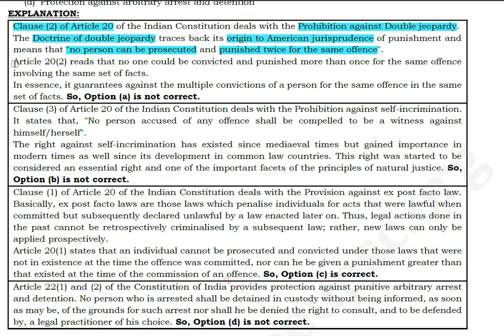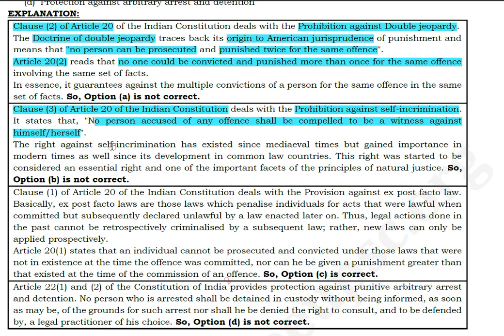Article 20 reads that no one could be convicted and punished more than once for the same offense involving the same set of facts. In a sense, it guarantees against the multiple conviction of a person for the same offense in the same set of facts. Clause 3 of Article 20 of the Indian Constitution deals with a provision against self-incrimination. It is said that no person accused of any offense shall be compelled to be a witness against himself or herself.